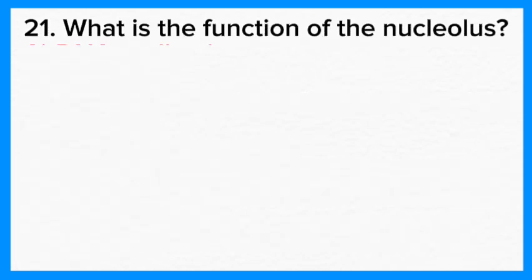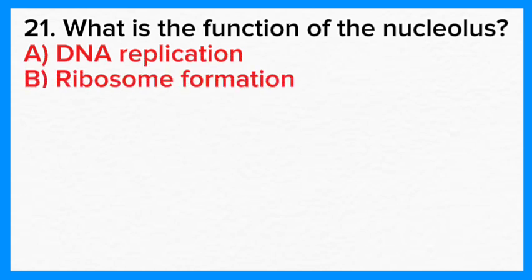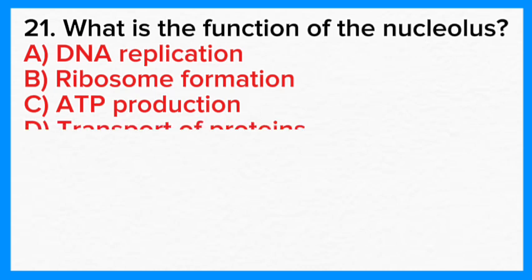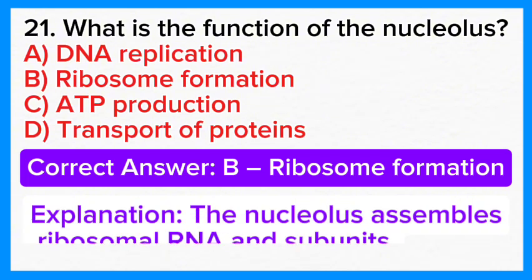21. What is the function of the nucleolus? A. DNA replication, B. Ribosome formation, C. ATP production, D. Transport of proteins. Correct answer, B. Ribosome formation. Explanation: the nucleolus assembles ribosomal RNA and subunits.